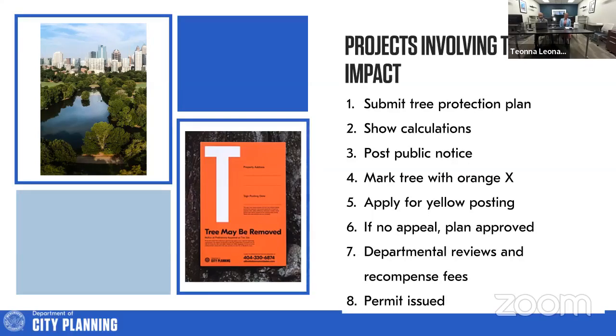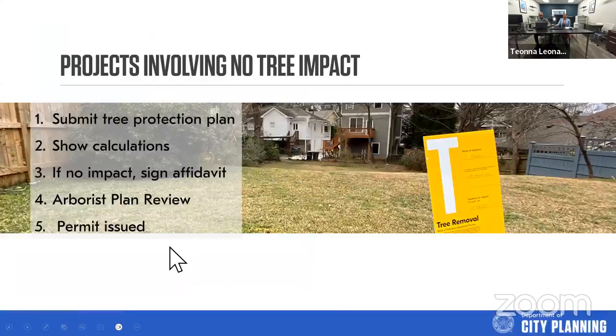In a nutshell, if there is a tree that you need removed for construction or otherwise, tree removal always requires a permit. So if you need to remove a tree, you need to obtain a permit first. And this is just going over projects with no tree impact. You still have to submit a tree protection plan and show calculations. There's an affidavit that you can submit that says no trees will be impacted. Once the project is completed, you will still go through that arborist final inspection just to confirm that you have adhered to the plan in place.